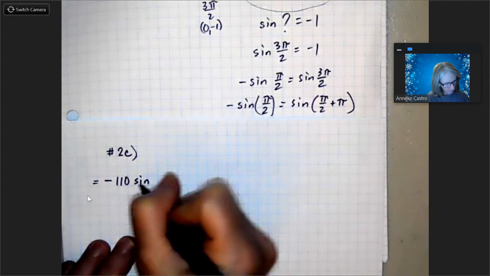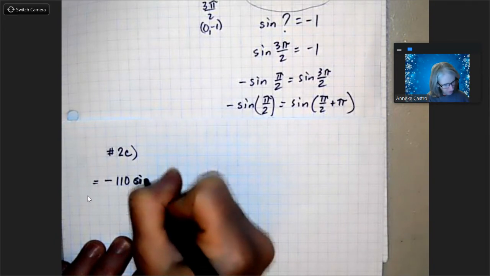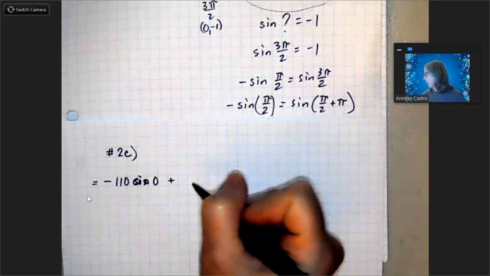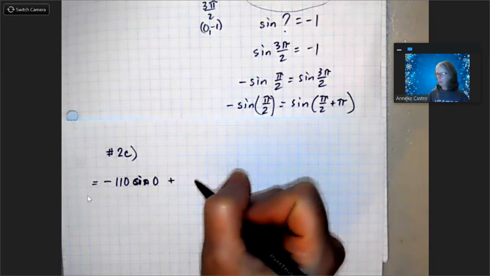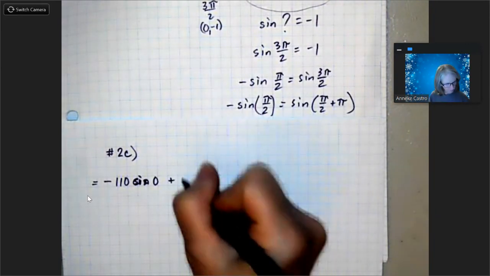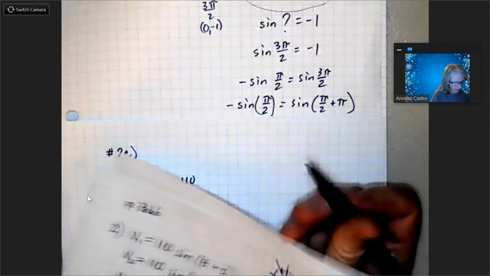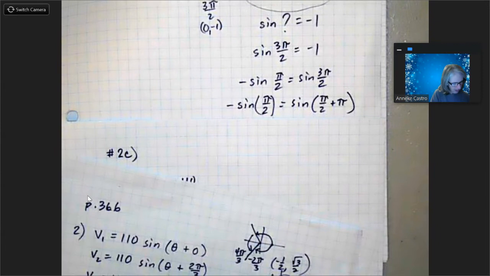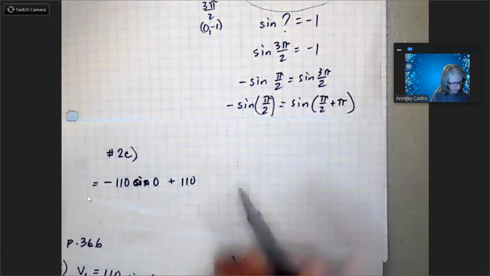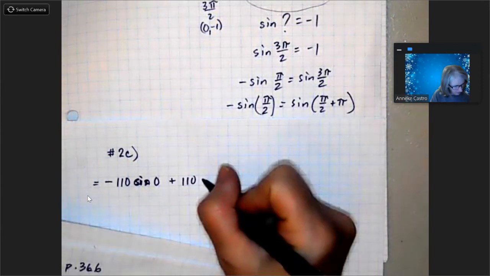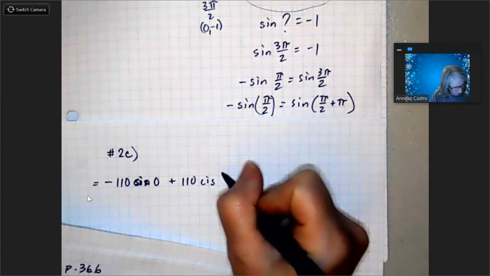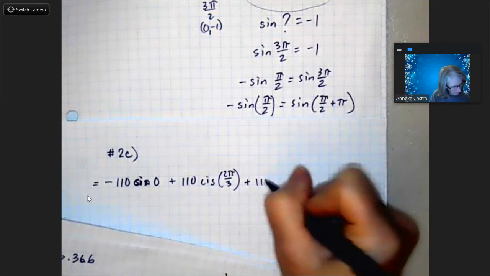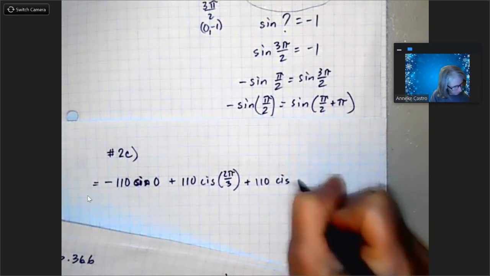Or cis 0, right? Let's go ahead and change it to cis 0. Plus, let me go look back at my problem. I'm looking back at 2A, right? So instead of 110, I'm doing negative 110 and then cis 0. Okay, and then 110 cis 2 pi over 3 plus 110 cis 4 pi over 3.